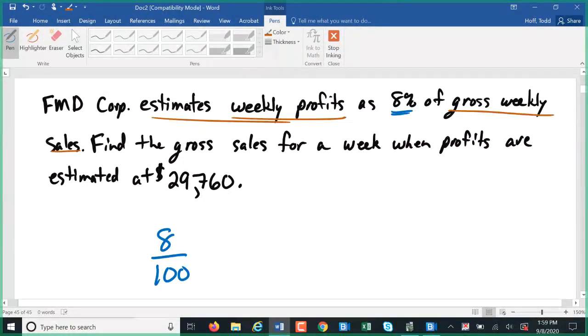Now, if you think about it, it wouldn't make sense for sales to be a portion of the profit, because sales would be this big thing.